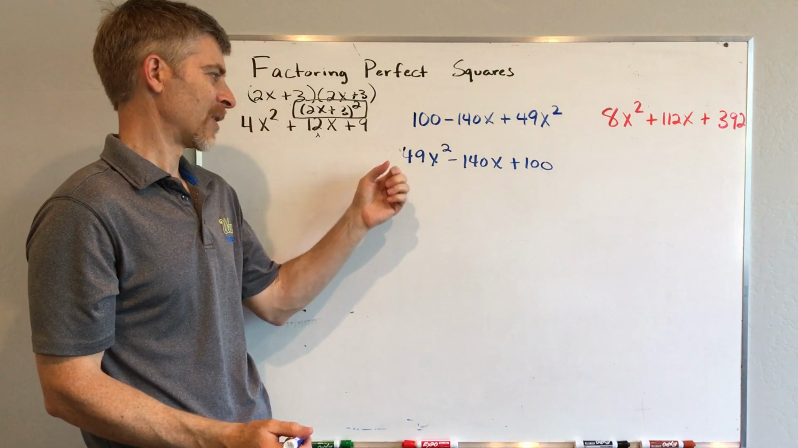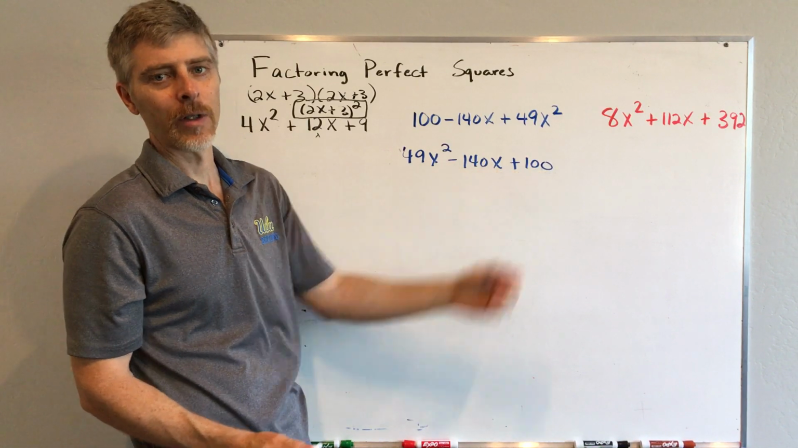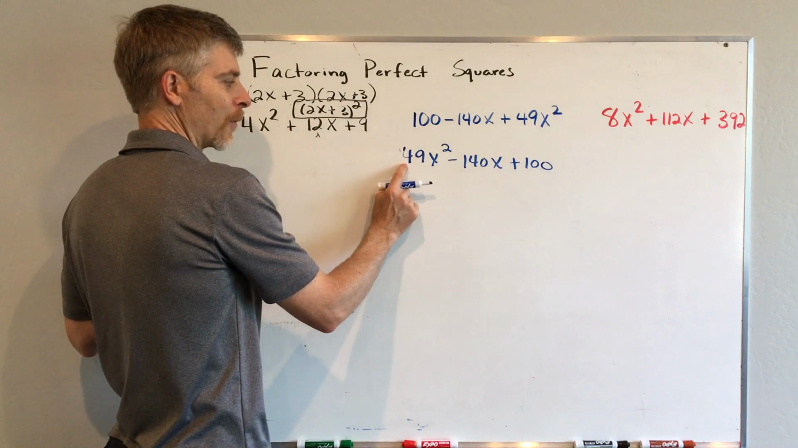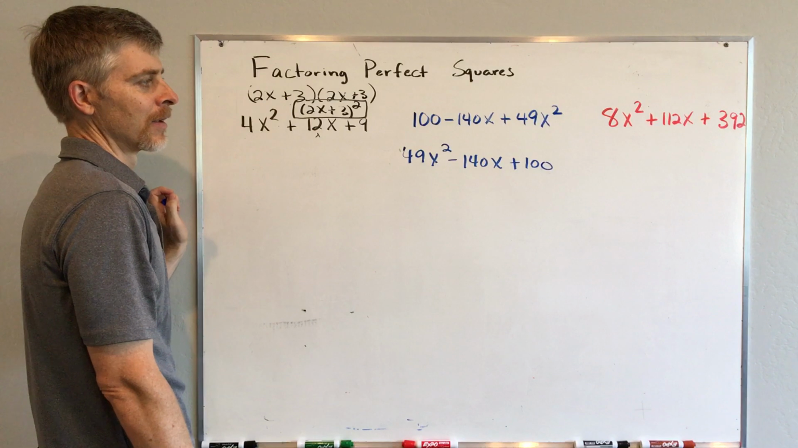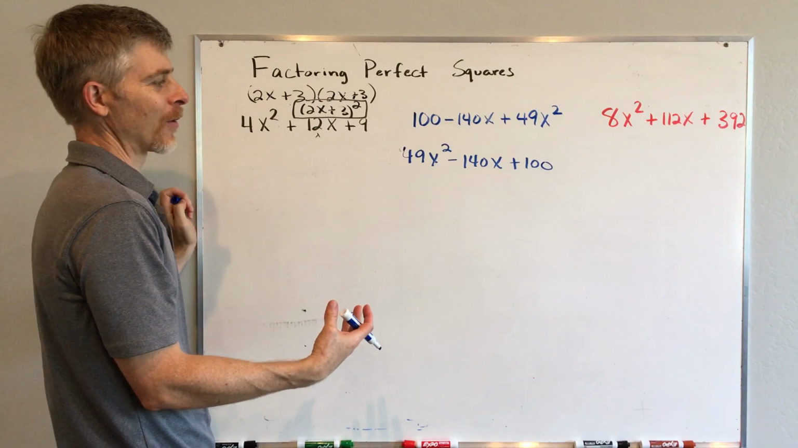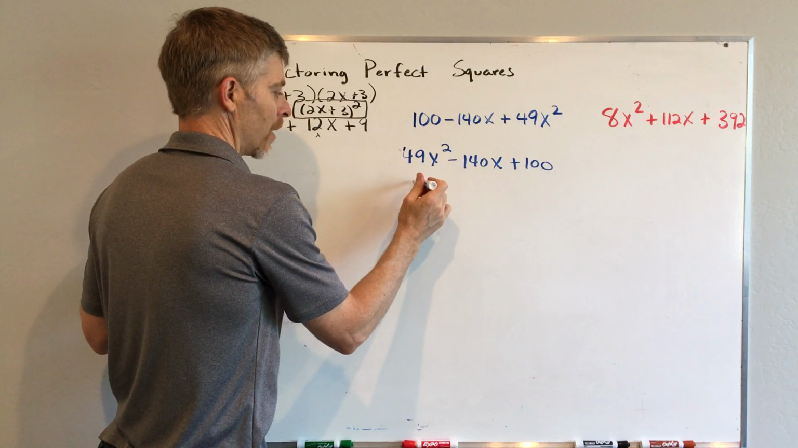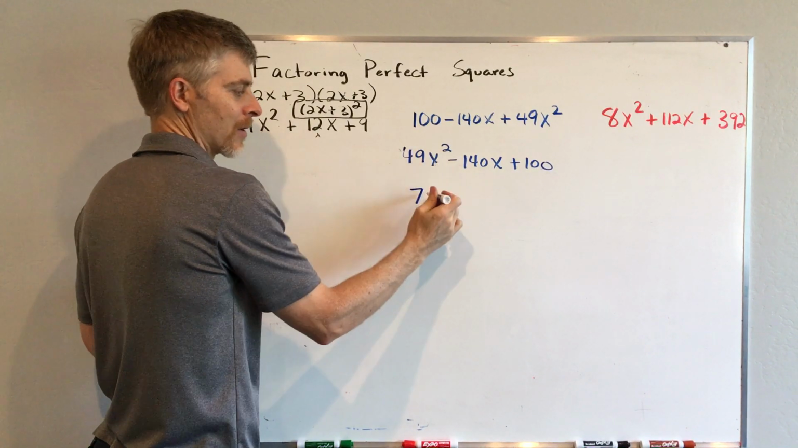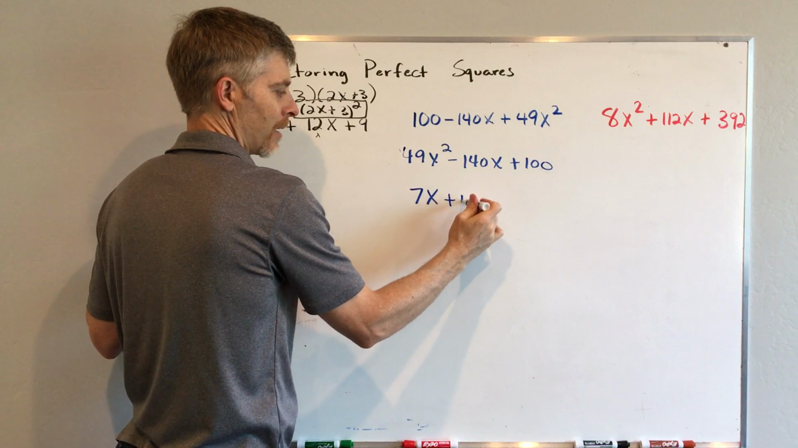Doesn't look like it. I mean, 7 goes into 49 and 7 goes into 140, but 7 does not go into 100. But 49 is a perfect square and 100 is a perfect square. So since this is a lesson on factoring perfect squares, I'm going to assume it is a perfect square. And so the square root of 49 is 7. The square root of x squared is x. The square root of 100 is 10.